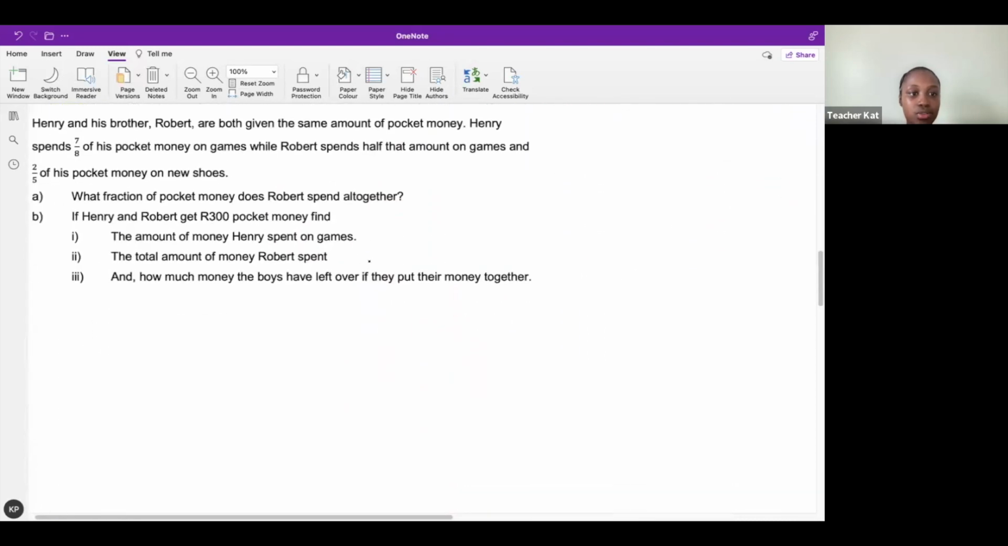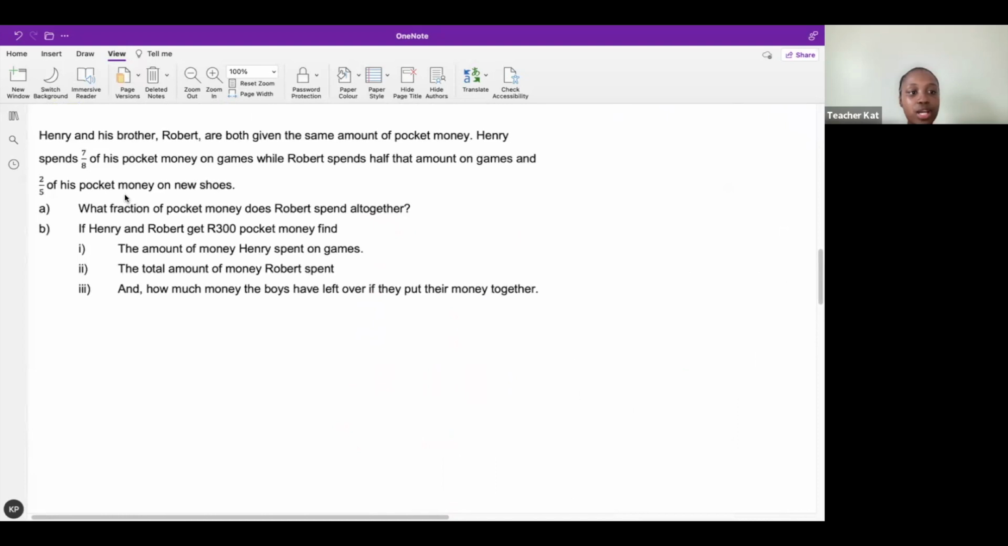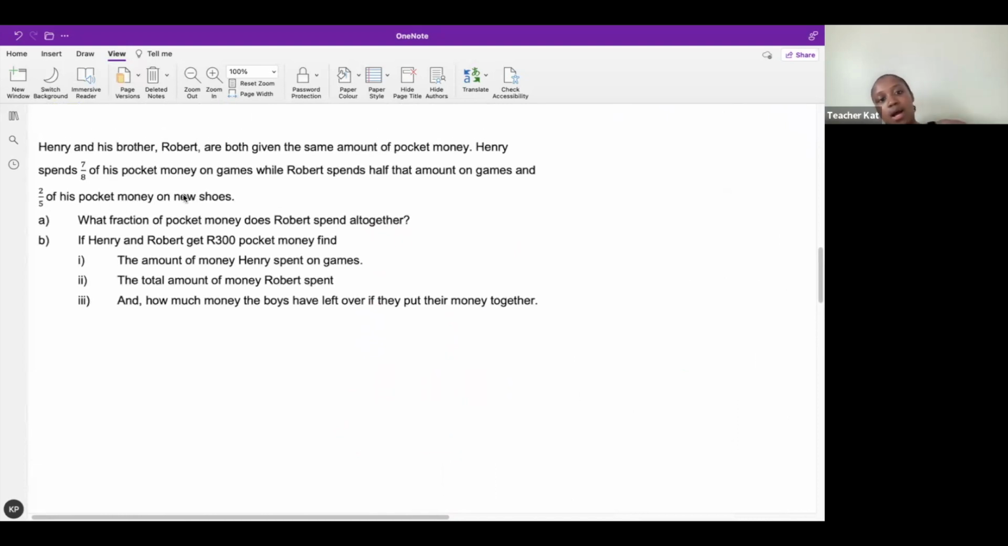Okay, now let's do some more interesting work, right? So Henry and his brother Robert are given the same amount of pocket money. Henry spends 7/8 of his pocket money on games, while Robert spends half the amount on games and 2/5 of his pocket money on new shoes. What fraction does Robert spend altogether?